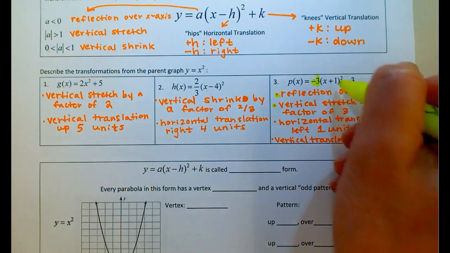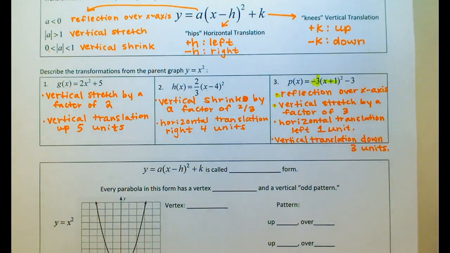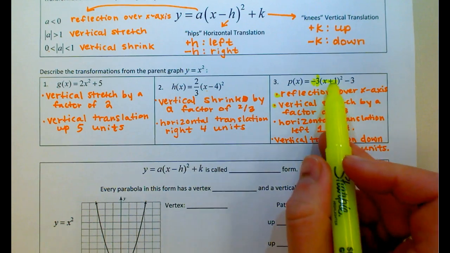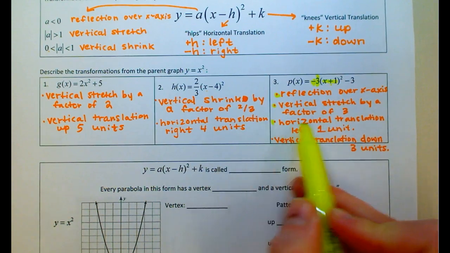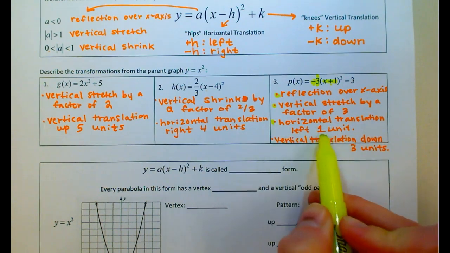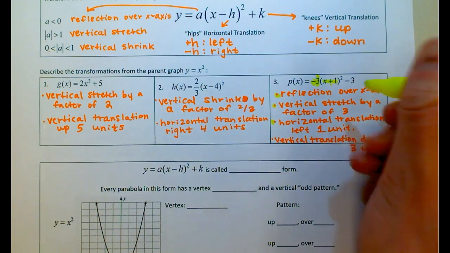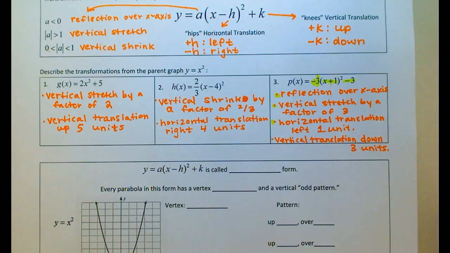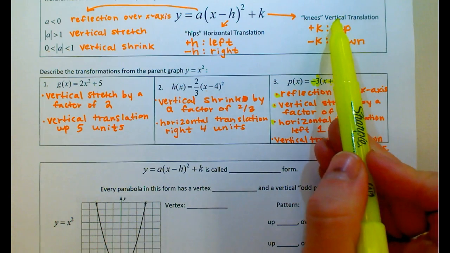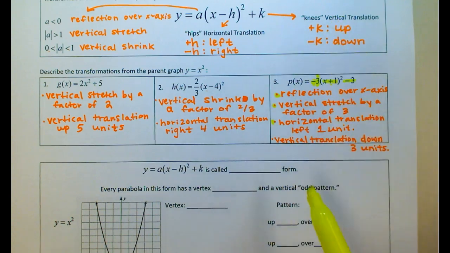The next part is the inside, this parentheses. The inside is my horizontal translation. This time it was +1. So I had a horizontal translation left 1 unit. And the last part was the -3 on the outside. This is our vertical translation. So if it is negative, I have a vertical translation down 3 units.